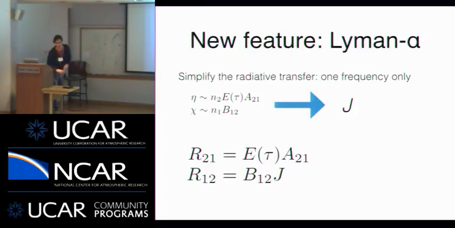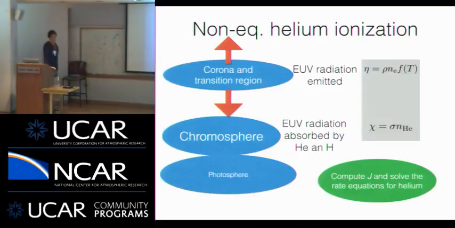I also am interested in the non-equilibrium helium state. And for that, I think about the physics in the following way. I have a corona and a transition region, which is emitting in EUV. Some of this EUV emission will be lost into space, and some will be pointing downward and absorbed in the chromosphere by helium and hydrogen in the continua. So I can describe this with an opacity in the chromosphere and an emissivity in the corona and transition region. And once again, compute and get the mean intensity, and I have enough information to solve the rate equations.